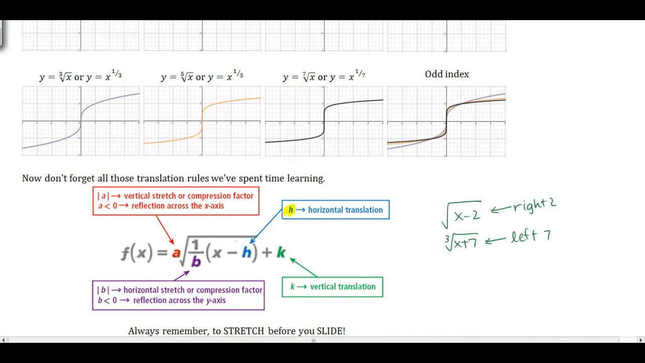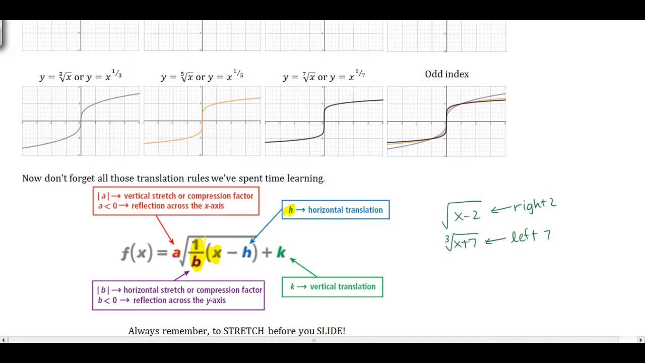Now, the multipliers are the stretches and shrinkers. If the stretcher is inside with the x, inside the radical, then you have to think of it as the opposite. See how this is 1 over b, and then we talk about b being a horizontal stretch if it's bigger than 1. And if b is smaller than 1, then we call it a compression in the horizontal direction.